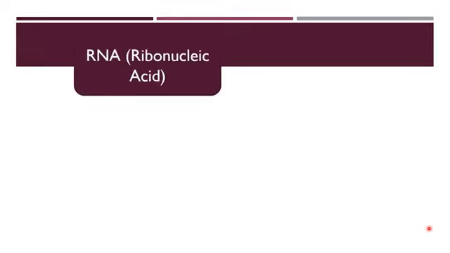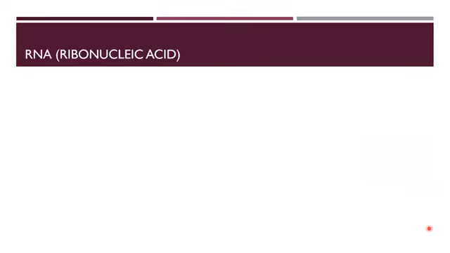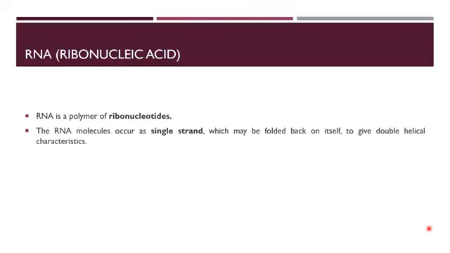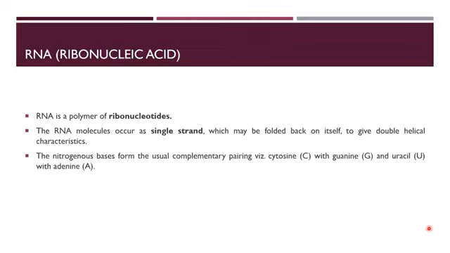Now the RNA, that is, ribonucleic acid. The RNA molecule occurs as a single strand, and it might fold back to form a double helical model. It has 4 nitrogenous bases: cytosine, guanine, uracil, and adenine. RNA is synthesized from the DNA by the process of transcription.